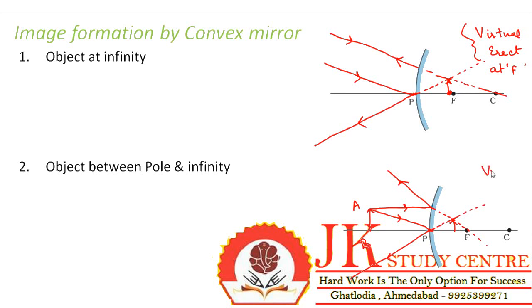So here also, in this case also, we will get a virtual image, an erect image, a diminished image. So what happens in this case is that it doesn't matter wherever the object is located, the image formed is always virtual, erect and diminished. So the nature of the image always remains the same, and the image will be formed somewhere between the pole and the focus.